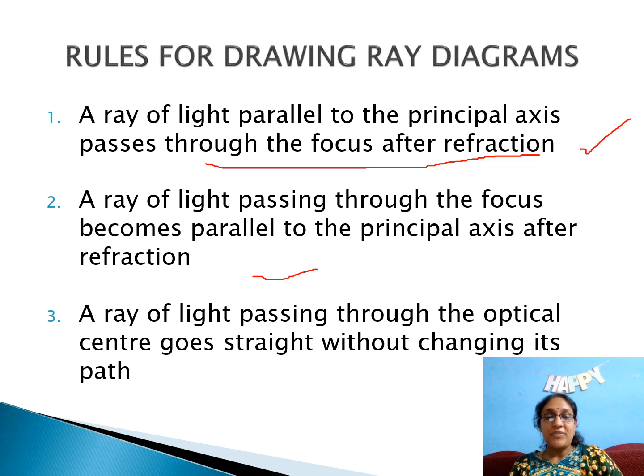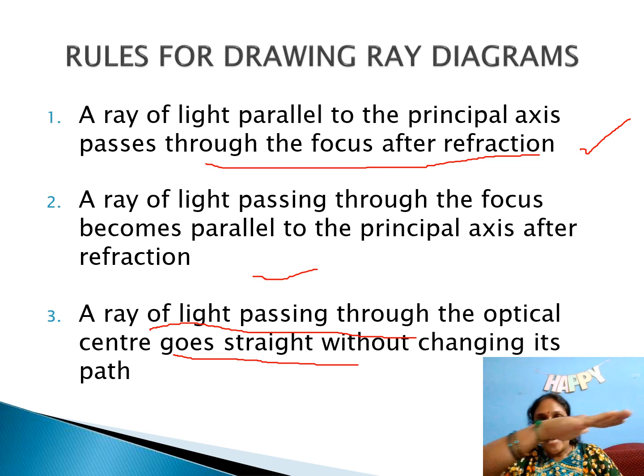The third thing is that a ray of light passing through the optical center goes straight without changing its path. Just now we saw. A ray which passes exactly through the center of your lens will not undergo any change, not converging or diverging at all. It will just go straight without any change. Got it? Got it so far?